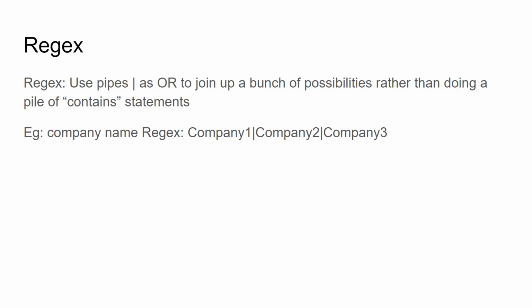Primarily, the place we see a lot of our customers using this is to join together a lot of different contains statements. Rather than adding in a million contains statements, they'll use Regex and use the OR pipes to join up a whole bunch of different possibilities. So if you were looking for a few different companies and you wanted them all included in one, you could look for company name, Regex, company 1, pipe, company 2, pipe, company 3, and that would get it done.